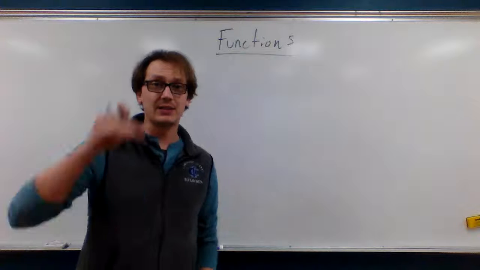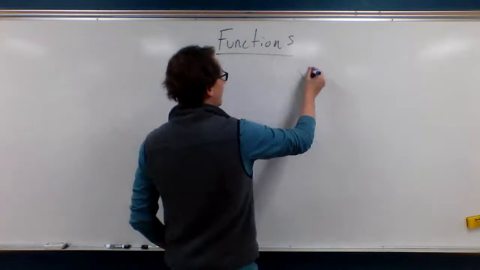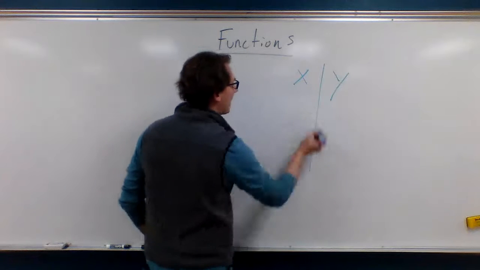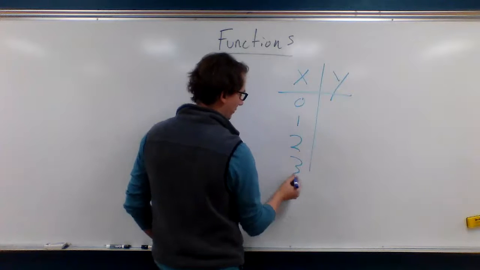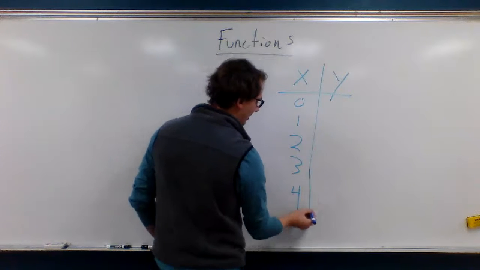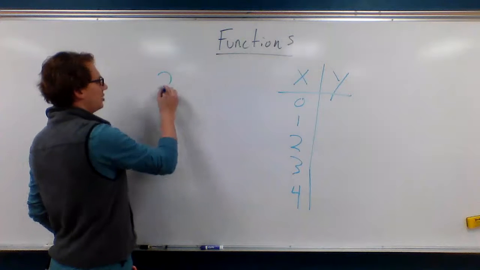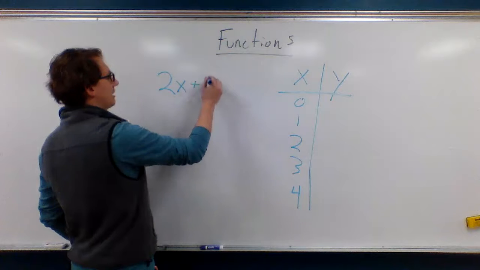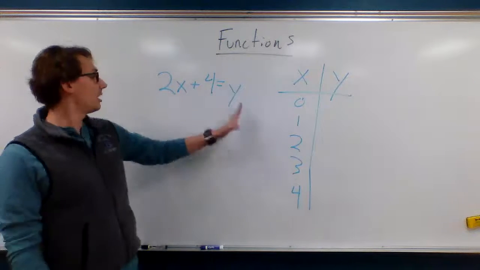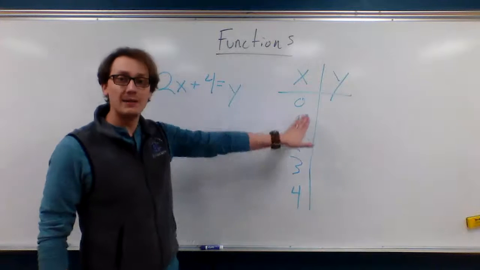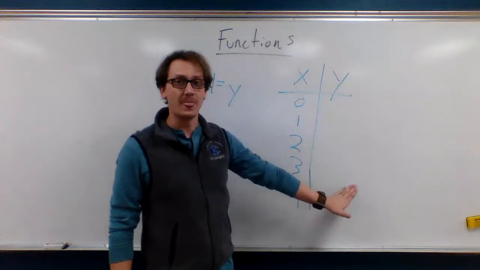I am going to format these exactly like the homework. So the homework is going to ask you to fill out a table of x and y values for 0, 1, 2, 3, and I believe it goes all the way to 4. So let's create a function here, 2x plus 4 equals y. We've got a variable on both sides. We have all of our inputs, so what we need to do now is find all of our outputs for these values.